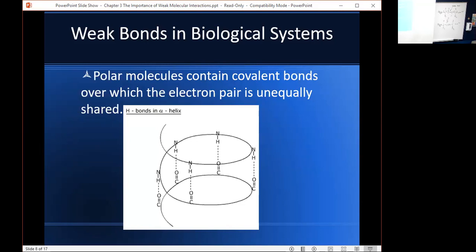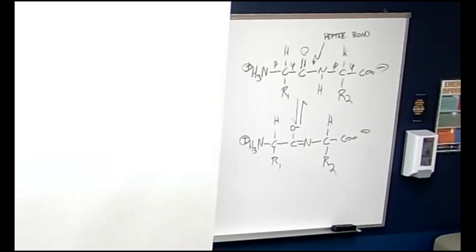Polar molecules contain covalent bonds over which the electron pair is shared unequally. So let's talk briefly about polar molecules. I think I explained this in cell biology last semester. So if you're hearing exactly the same thing you heard in cell biology last semester, I apologize. But this is the best way I know to explain polar bonds.